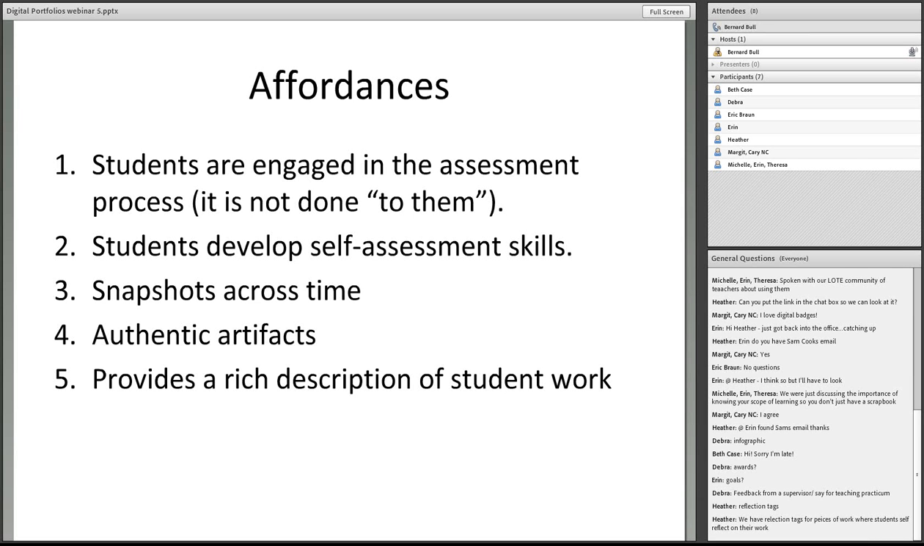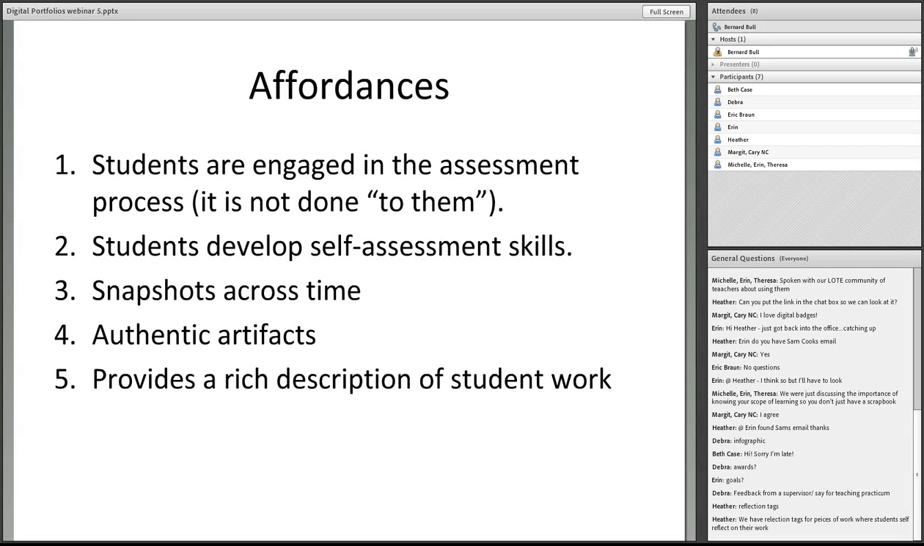So one is, and this is one we've been talking about in many ways in past webinars as well, that students are engaged in the assessment process. It's not an assessment that's done to them as much as students are actively engaged. They're participants in the assessment process. Along with that, students are able to develop some pretty significant self-assessment skills. They develop those metacognitive skills, and so assessment as learning becomes a big part of this. That's a powerful affordance.